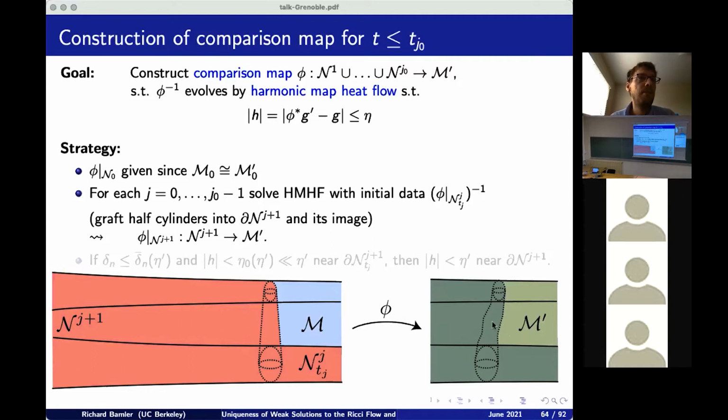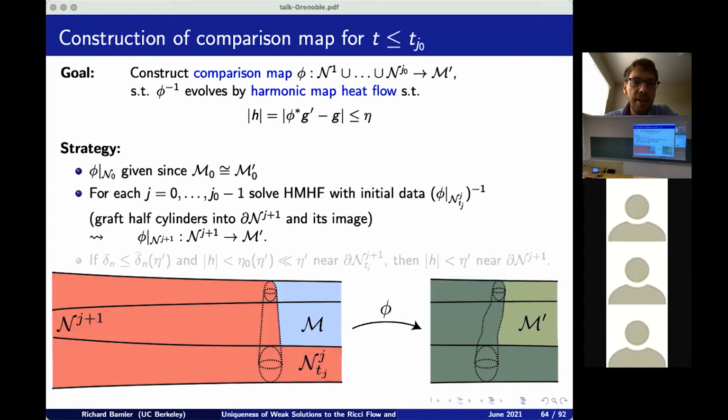Because our domains have a boundary, it gets even a bit more awkward, because the boundary here looks very nice and rectangular, while we actually have to solve the harmonic map heat flow equation for the inverse of phi. So this gets a little awkward. I think there are many analytical ways of solving this harmonic map heat flow equation. I'm sure you can just solve it with a boundary term, but then you have to worry about some awful boundary behavior. And so the easiest way that we found to get around this boundary issue is by what we call grafting on half cylinders onto the boundary and its image.